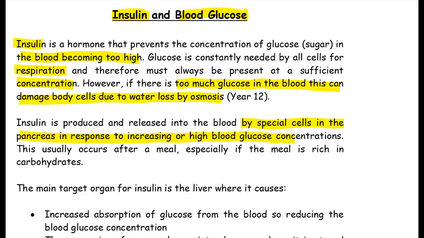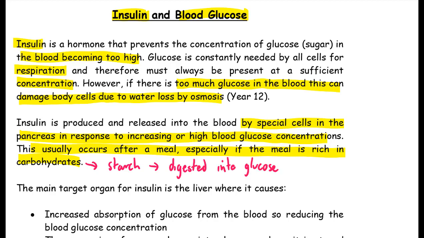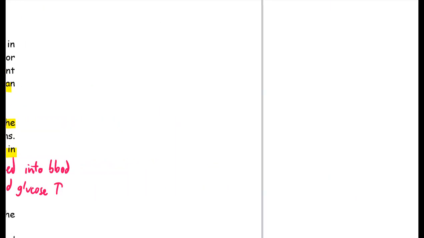in response to increasing or high blood glucose concentration. It usually occurs after a meal, especially if the meal is rich in carbohydrates. Now, that bit's important. Let's say, for example, we eat starch. It gets digested into glucose and then absorbed into the blood. So your blood glucose levels increase.